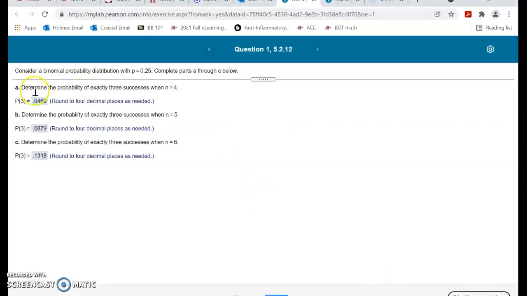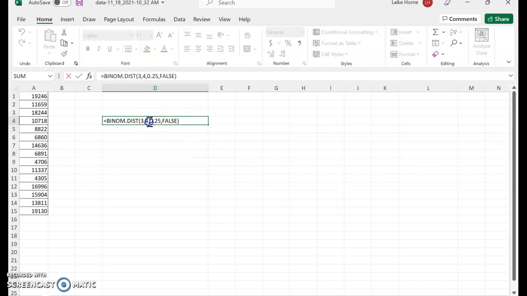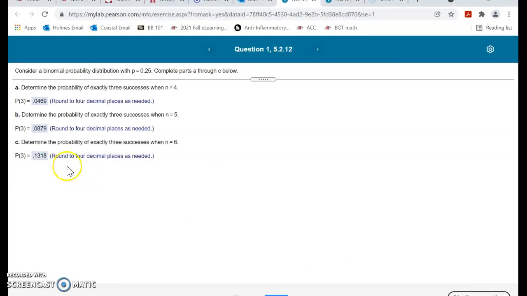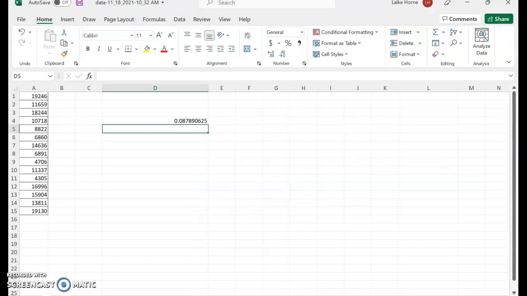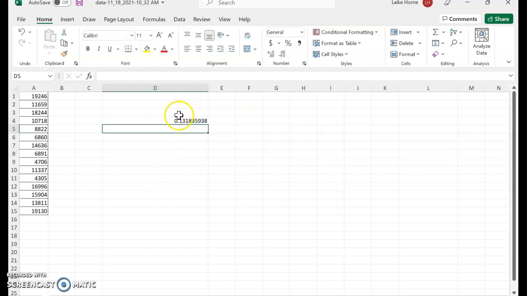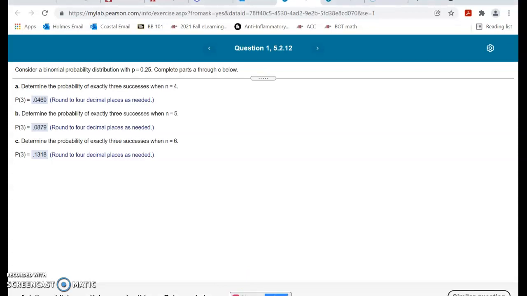0.0469. And then for the next one, you would do the same thing, but this time n is going to be 5. So you would just change trials to 5. And you get 0.0879. And then for the last one, we want to change n to 6. And you get 0.1318. And I believe that that is all the problem. Let me make sure. Yeah.